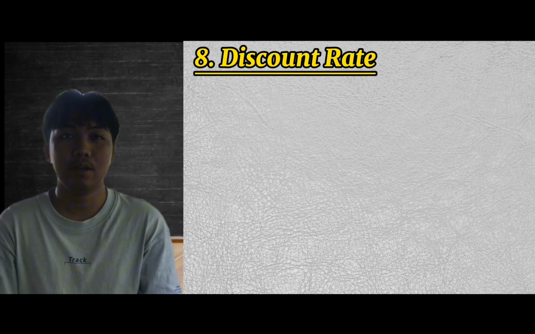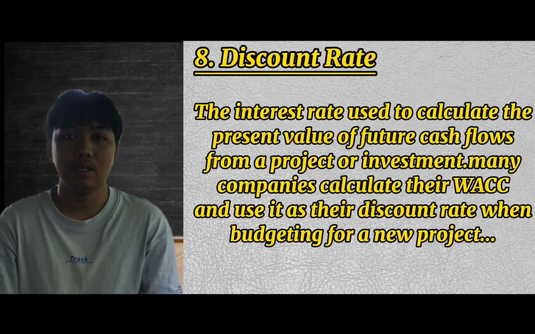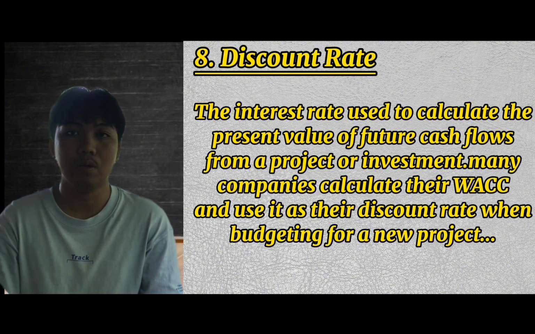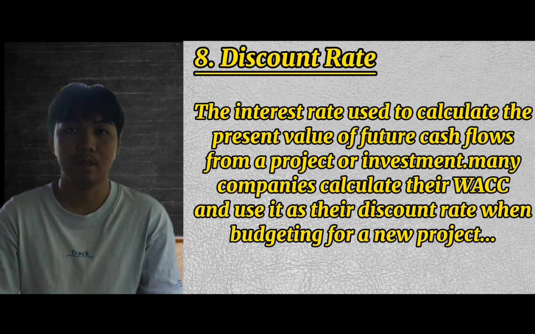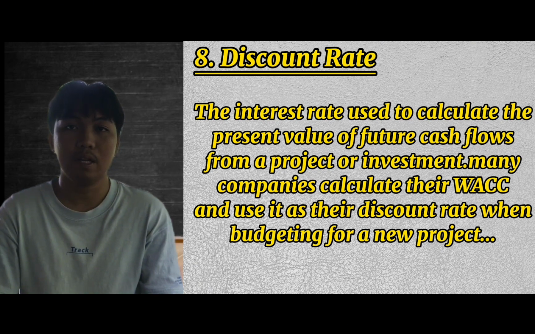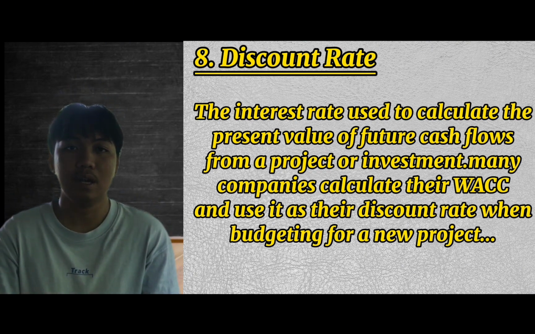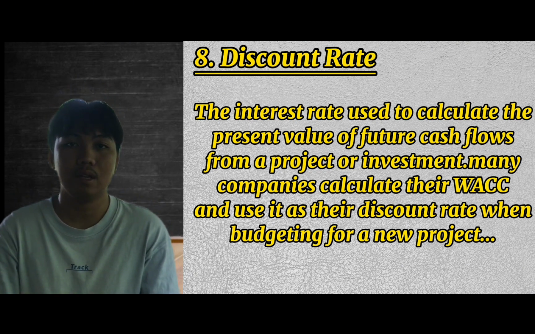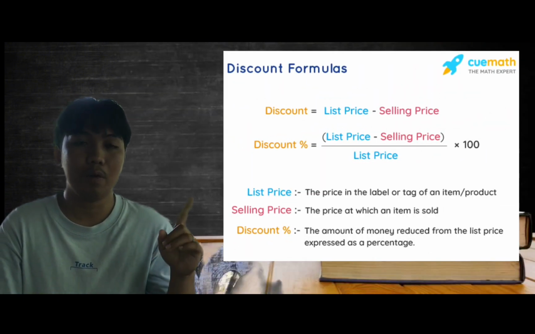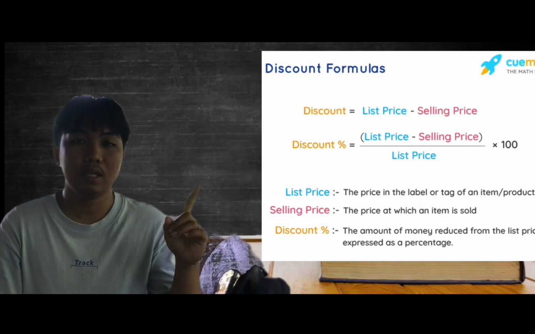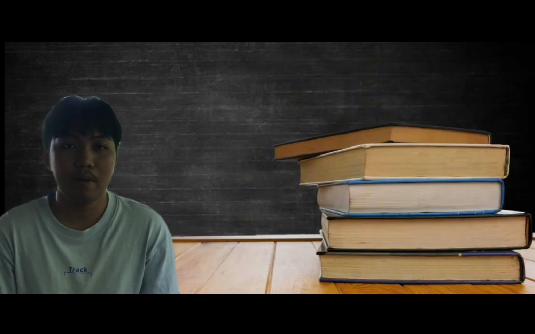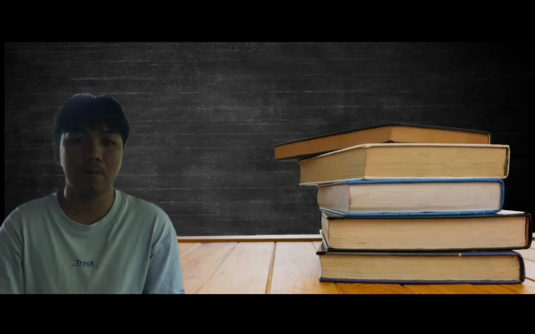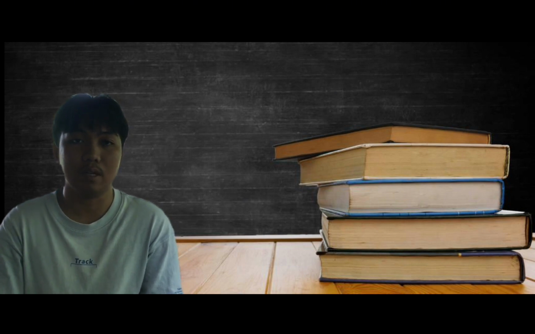Number 8, discount rate. The interest rate used to calculate the present value of future cash flow from a project or investment. Many companies calculate their WACC and use it as their discount rate when budgeting for a new project. This is the formula of discount rate. And I have a video showing the calculation of discount rate.